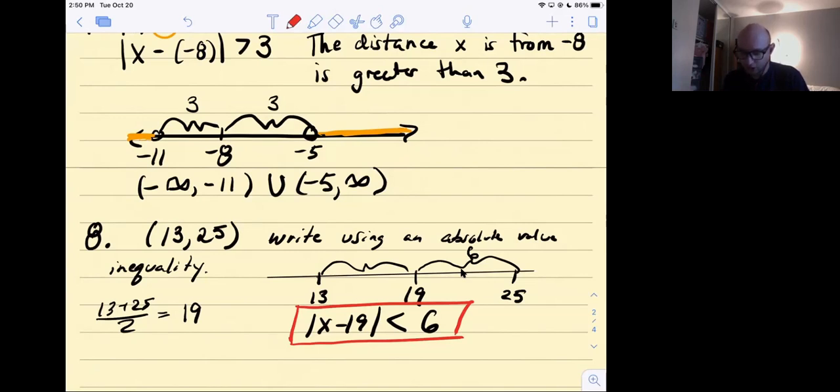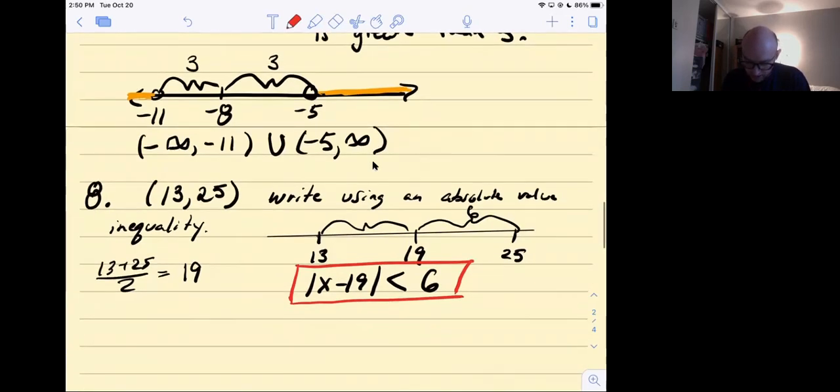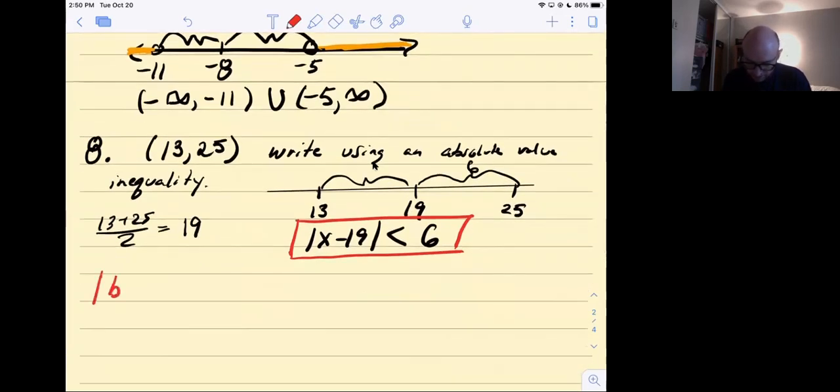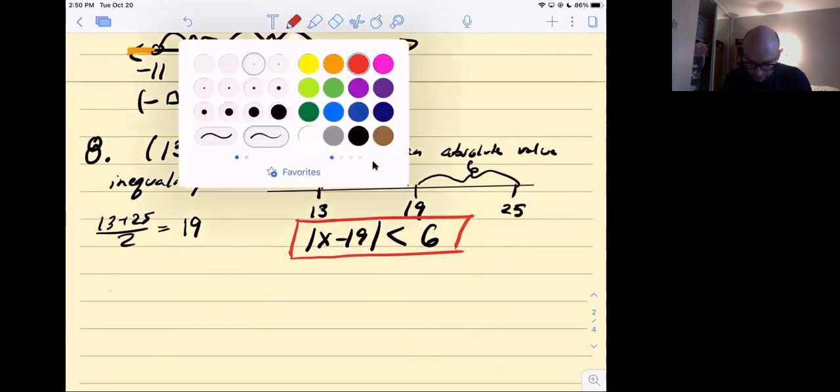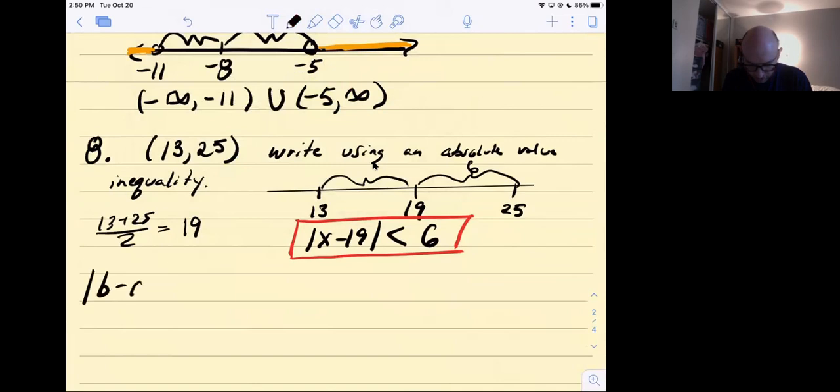So the numbers 13 to 25 is the same as saying all the numbers that are within 6 units of the number 19. So all x that are within 6 units. And in particular, which sign? Why do I use a minus sign? Because if we remember the argument that we went through, the absolute value of b minus a is the same as the phrase, the distance between b and a.